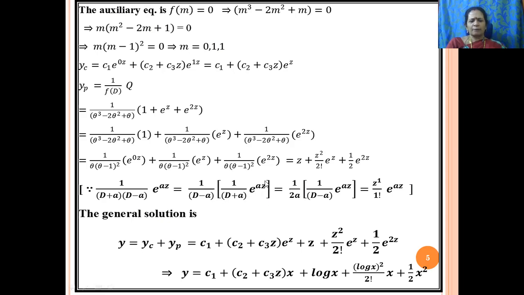Now apply e power az to whichever value should not become 0. That value keep inside. The value which becomes 0 if we substitute the z coefficient, that value keep outside.